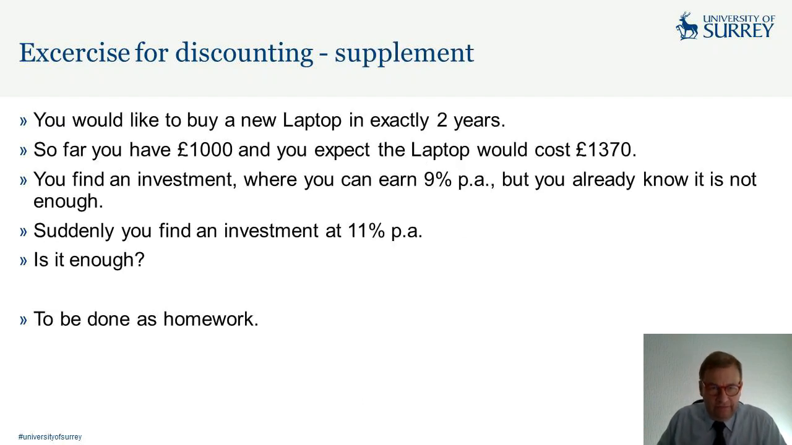Now this is the homework. Just to say it very quickly, everything remains the same. The only difference is that you found a better investment. It's 11% per annum. The questions remain the same. How much would you have to invest today? And do you have enough? So this is the homework. 2 years, 1,000 in hand, laptop 1,370. Instead of 9% per annum, it's 11%.